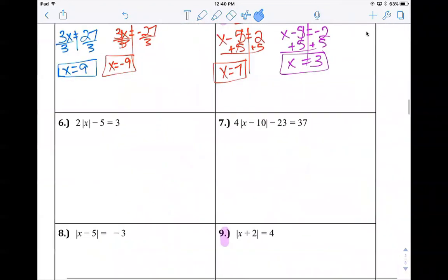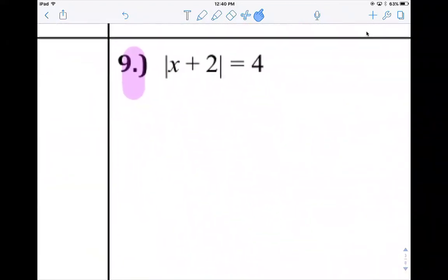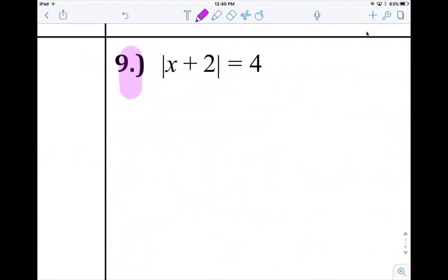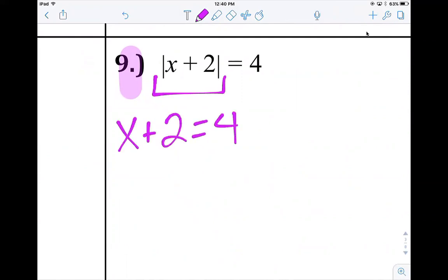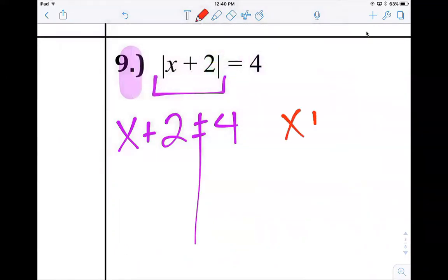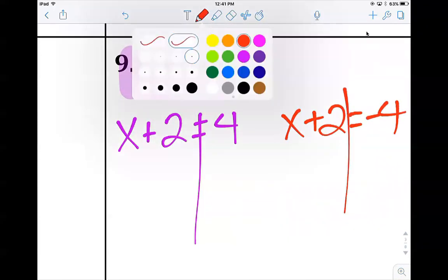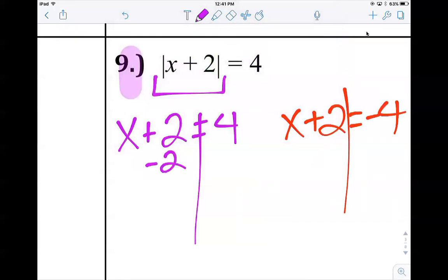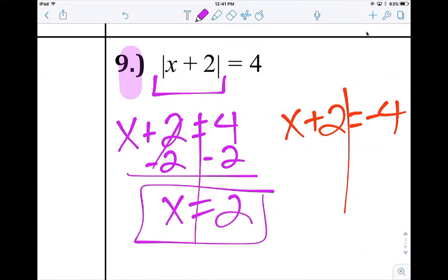Last problem in the notes is number 9. So again, we want to make sure that that absolute value is by itself. So we're going to do x plus 2 equals 4. So we're going to set that part up. And now we're going to do x plus 2 equals -4. So we're going to solve for both. So we're going to minus 2 on both sides. So x equals 2. If we check, 2 plus 2 is 4.